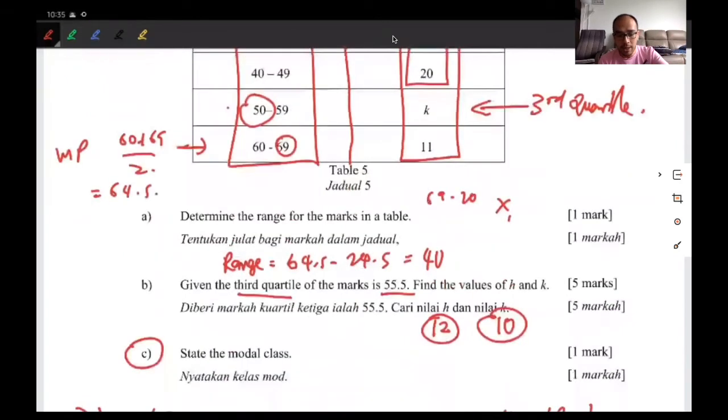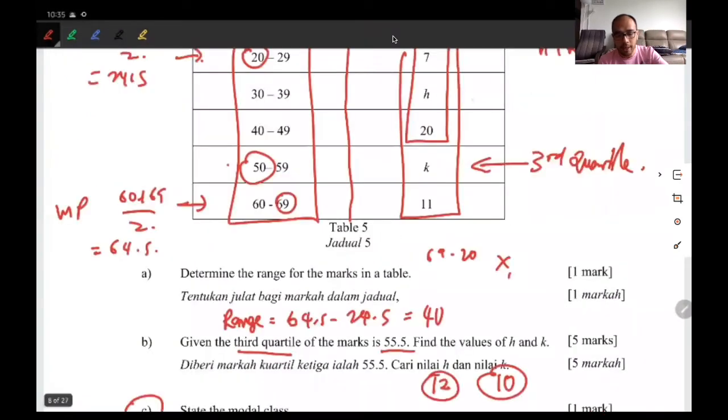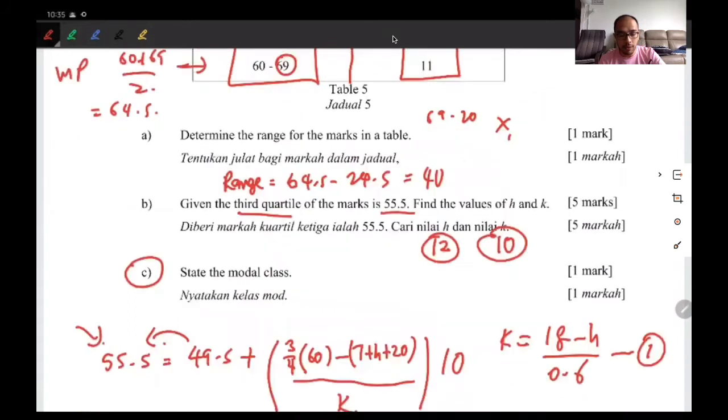So since h is only 12, and k is only 10, the one with 20 is the modal class. So the modal class is 40 to 49.